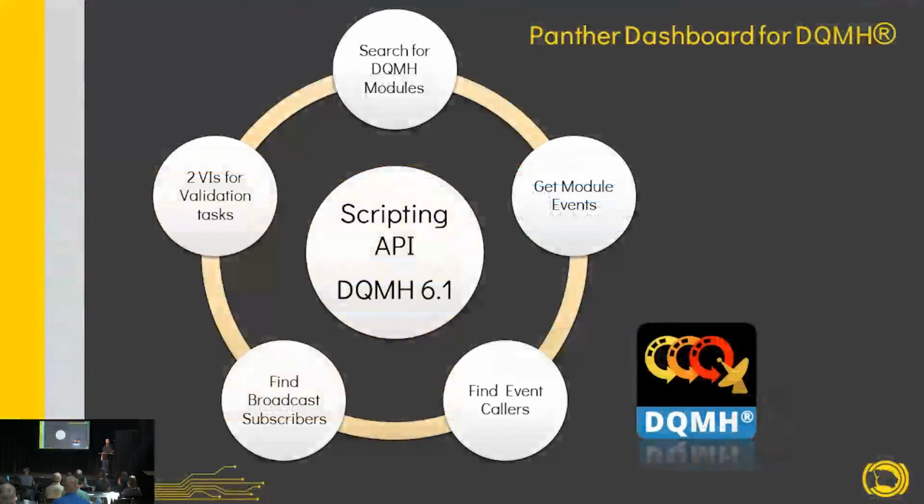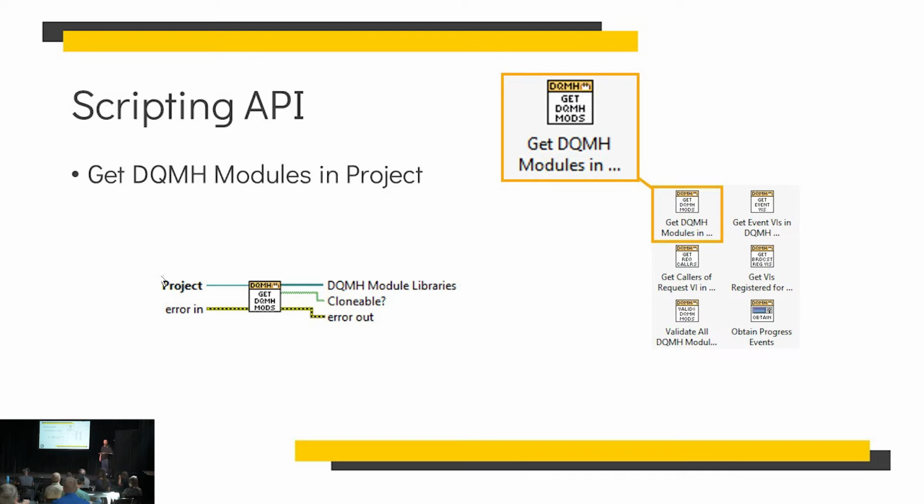Okay. The scripting API. This new scripting API allows you to search for DQMH module libraries in your project. Once you have a DQMH library, you can get all the events related to this library. Once you have an event, you can find all the code calling this event, and you can find who is listening to a broadcast. And there are two VIs for validation tasks. So the scripting API is really simple.